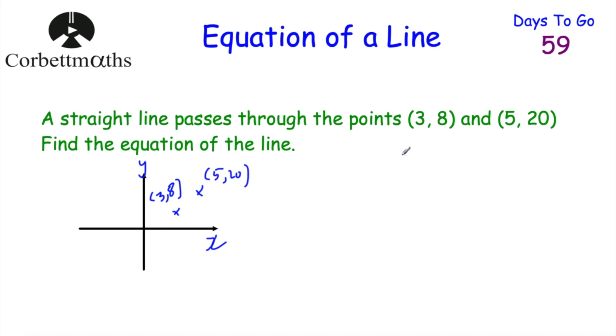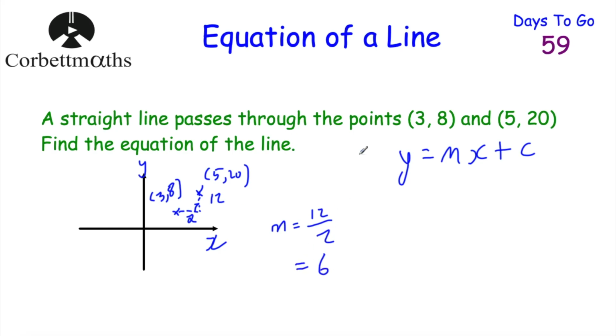So we want to find the equation of the line. That's y equals mx plus c, where m is the gradient and c is the y-intercept. So let's find the gradient to begin with. So we've got our little triangle. And we're going from 3 across to 5 across, so the run's 2. And we're going from a height of 8 to a height of 20, so we're going up 12. So m, the gradient, is equal to the rise, which is 12, divided by the run, which is 2. And 12 divided by 2 is equal to 6. So the gradient of this line is 6. So it's y equals 6x plus c.